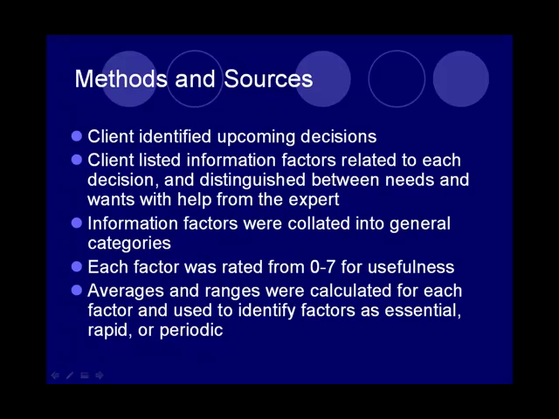After the information factors are listed by decision, they are then collated into general categories of information. Each category is then assigned a usefulness rating from 0 to 7 by both the client and the expert, with 0 being not applicable, 1 being the lowest rating, and 7 being the highest. Afterwards, the averages and the ranges are taken across all decisions for each information factor. These statistics are then used to classify each factor.